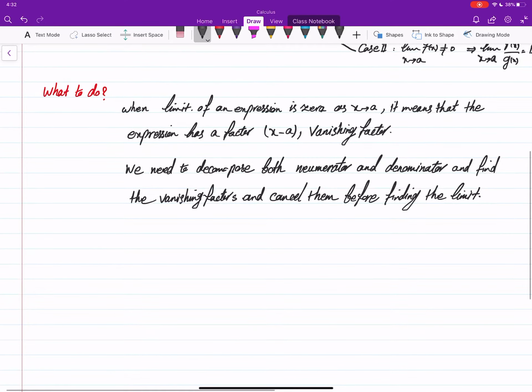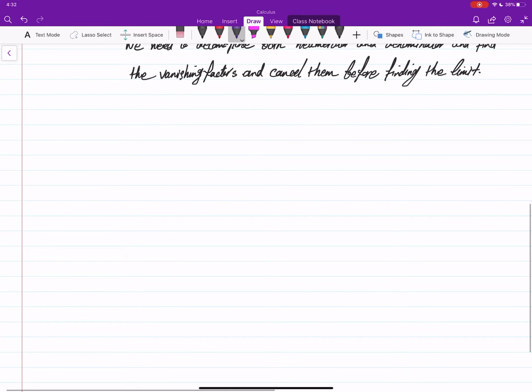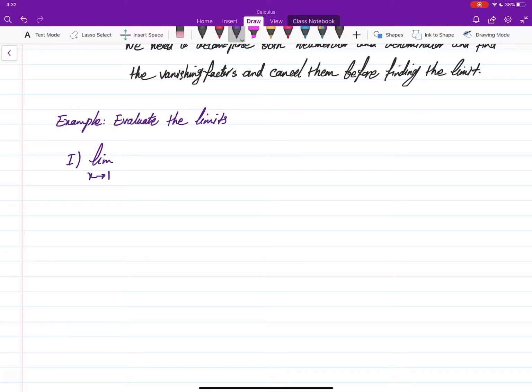Okay, let's see some examples. Example: evaluate the limits. Well, I'll go one by one. First one is the limit as x goes to 1 of x squared minus 2x plus 1 over x squared minus 3x plus 2.